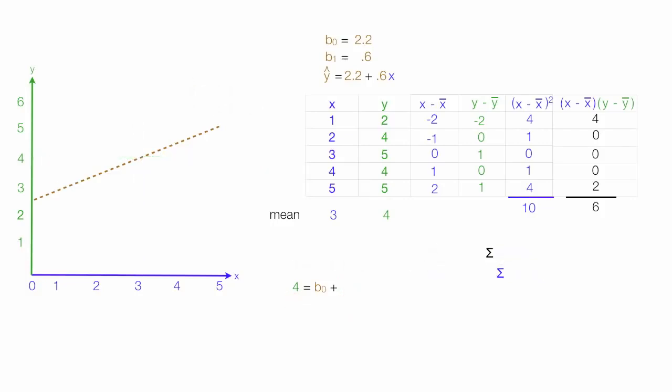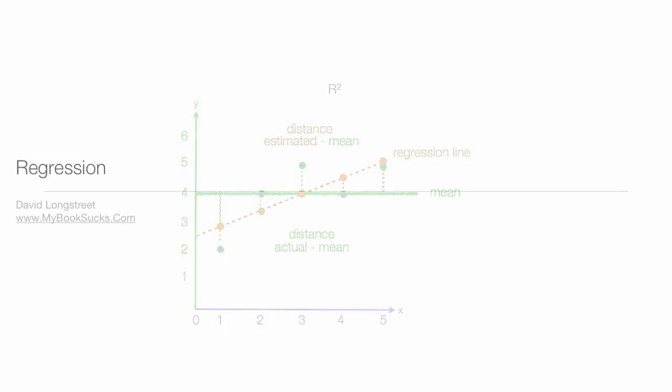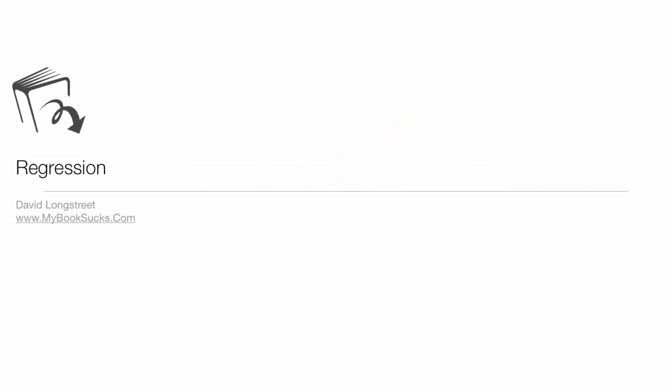Up next, I'm going to talk about r squared. So with r squared, we look at distances again. And what we're going to do is determine the distance between the regression line estimated values and the actual values. And hopefully I can walk you through it easily, slowly, and I will see you in the next video.